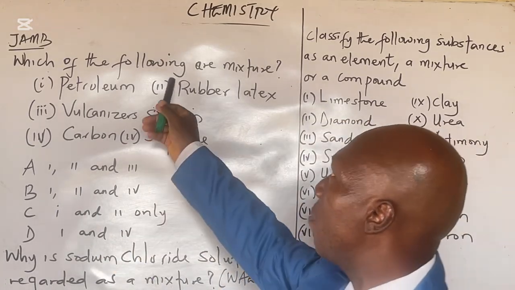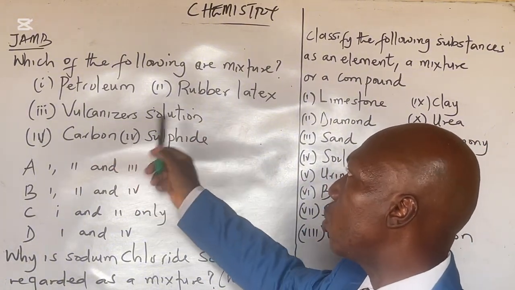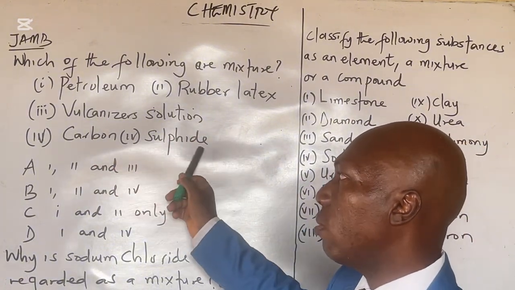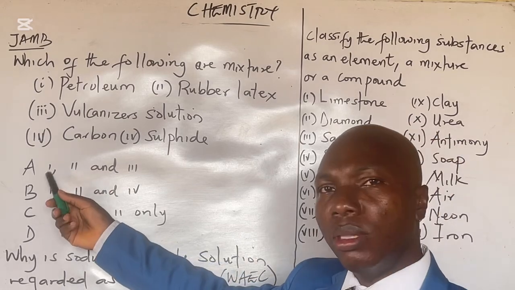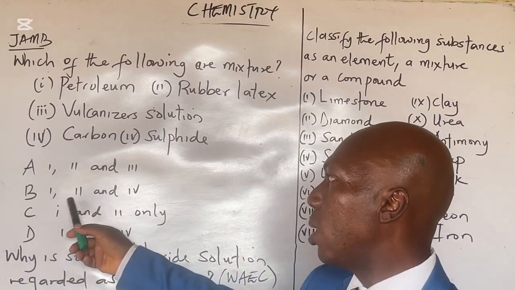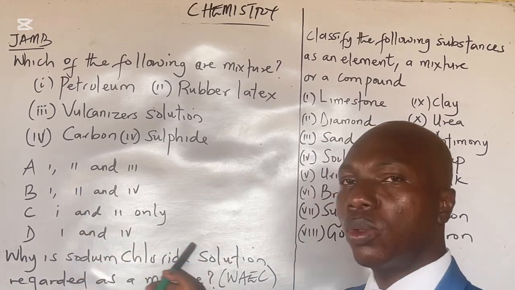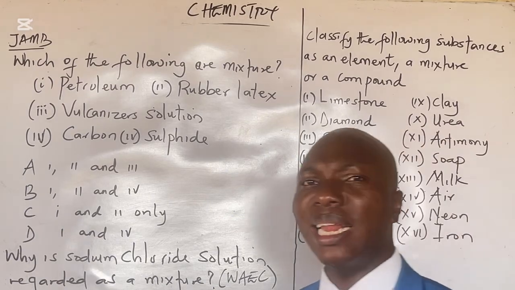We have, which of the following are mixtures? Petroleum, rubber latex, vulcanizer solution, carbon 4 sulfide. We have the options here: 1, 2, and 3; 1, 2, and 4; 1 and 2 only; 1 and 4. So we want to pick the answer. Let's analyze the question.